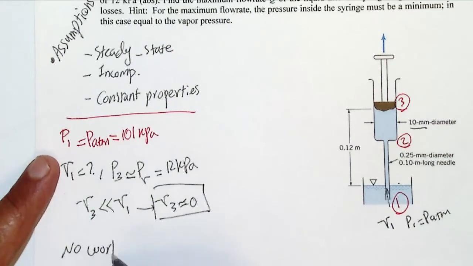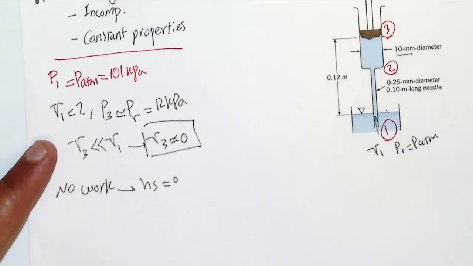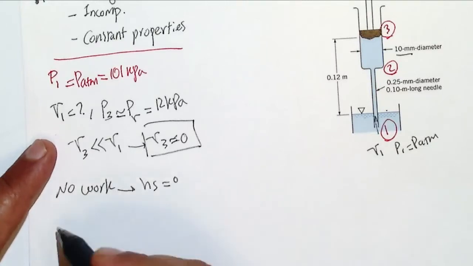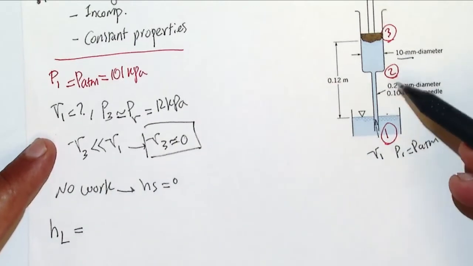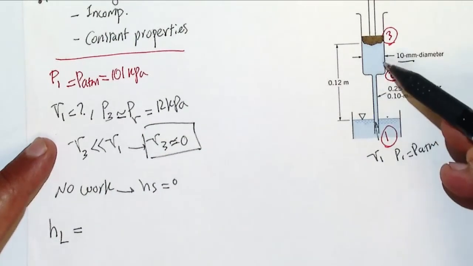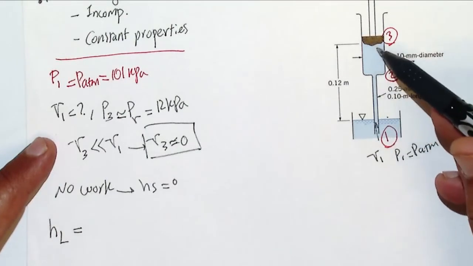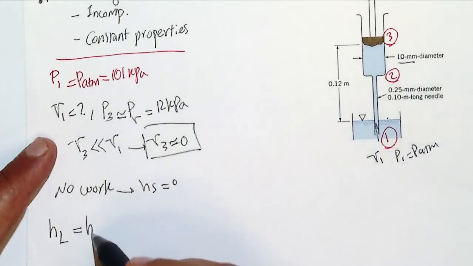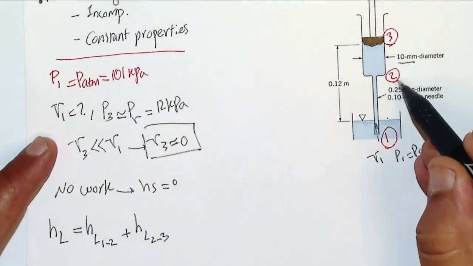Is there any work here? No work. Then HS is going to be 0 in your equation of conservation of energy, right? And what else? We have a loss there, right? Head losses. So head loss, HL, since there are multiple pipes, pipe 1 and pipe 2, the head loss from here to here has to be added to the second head loss. So it's going to be HL from 1 to 2 plus HL from 2 to 3. That's why we put number 2 here.